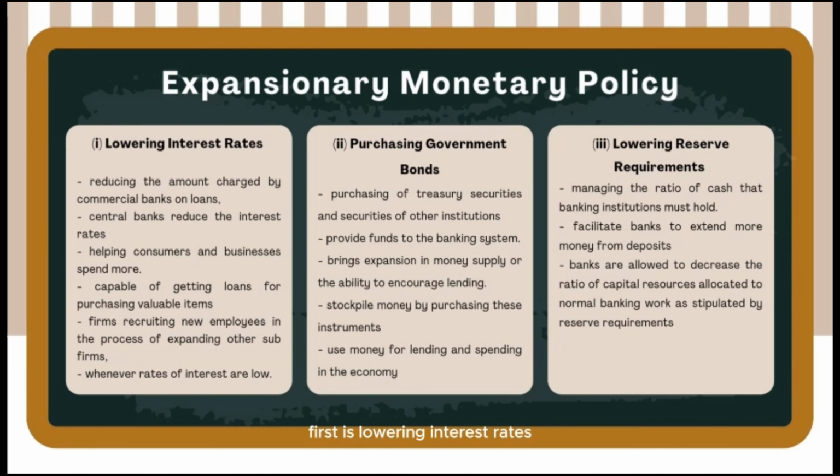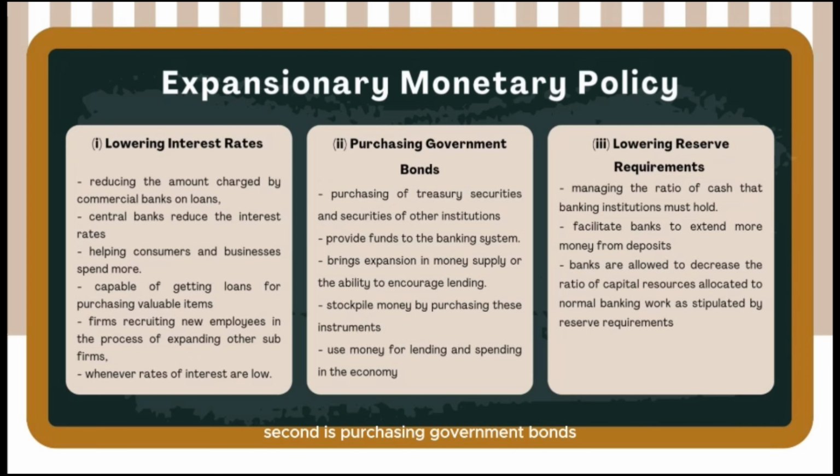First is lowering interest rates. It reduces the amount charged by commercial banks on loans. When the central bank reduces the interest rates, consumers and businesses spend more. They are capable of getting loans for purchasing valuable items.